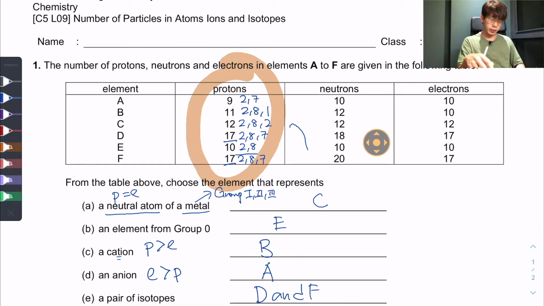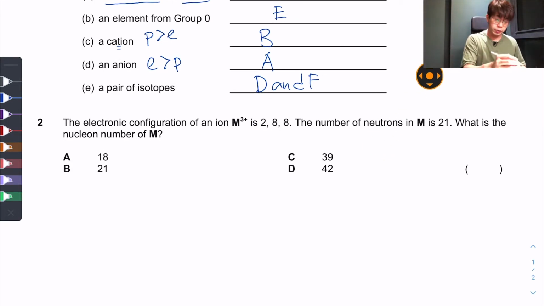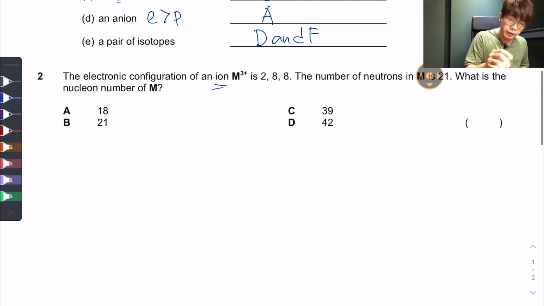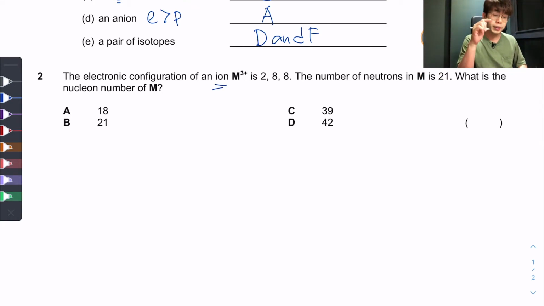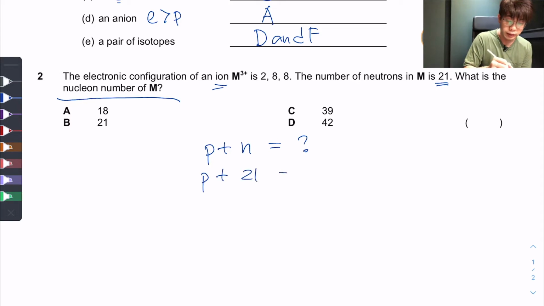Alright, let's look at the next question. The electronic configuration of an ion, take note, an ion, M, is 2.8.8. So this is the electronic configuration of the ion, not the atom. The number of neutrons in M is 21. What is the nucleon number of M? Nucleon number is P plus N, and we want to find this. The number of neutrons is 21, so it is P plus 21.